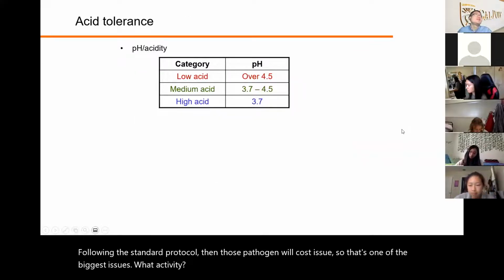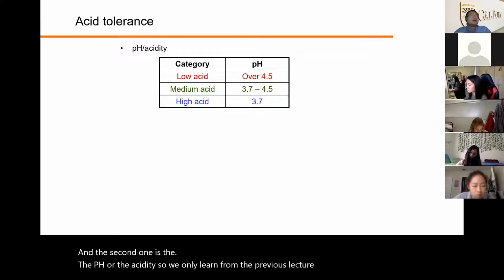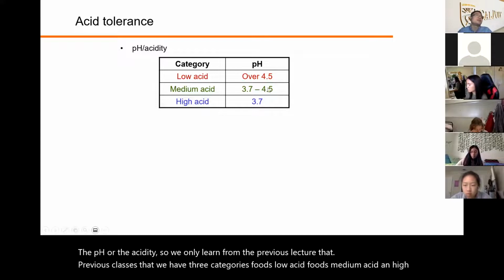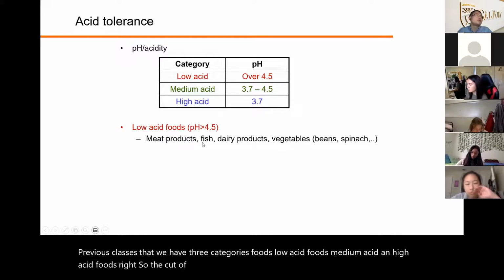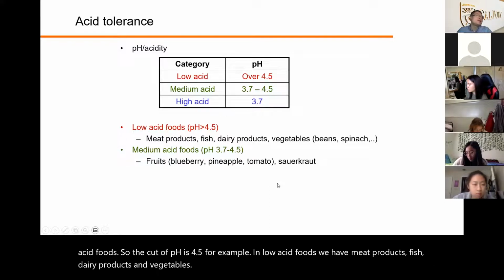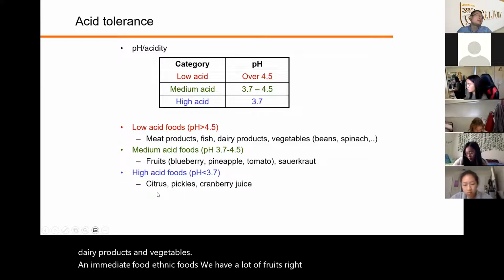And the second one is the pH or the acidity. So we already learned in our previous classes that we have three categories: low acid foods, medium acid foods, and high acid foods. Right? So the cutoff pH is 4.5. For example, in low acid foods, we have meat products, fish, dairy products, and vegetables. And in medium acid foods, we have a lot of fruits, right? And the high acid foods are more like pickles, citrus, and cranberry juice.